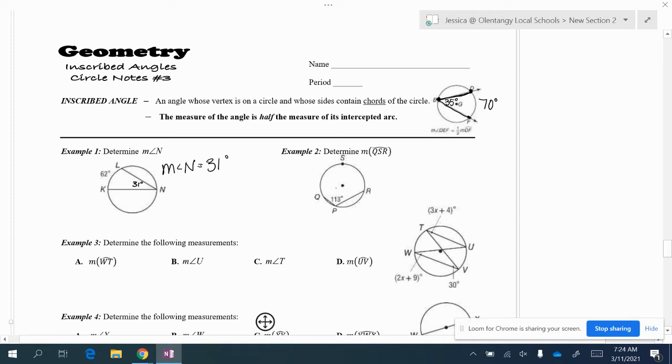Determine the arc QSR. So here's QSR. It is made up of our inscribed angle. Our inscribed angle is 113. So this arc is twice as large as this angle. If I take 113 and multiply it by 2, I will get 226. So that means the measure of arc QSR is 226 degrees. Again, the arc is always bigger than the inscribed angle.